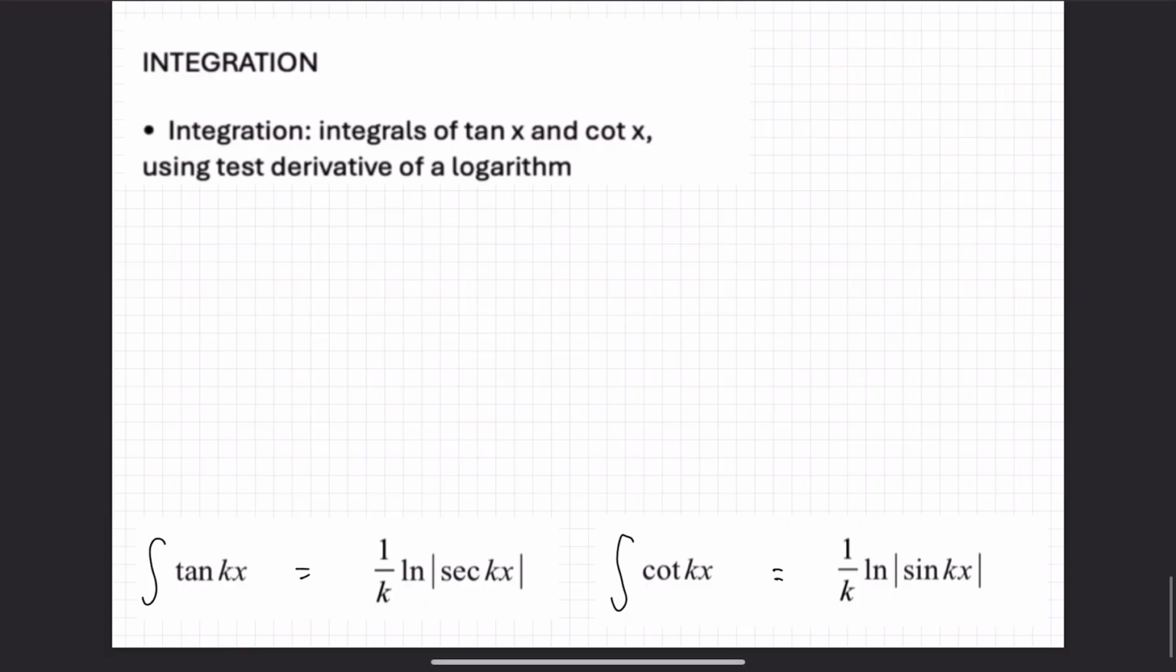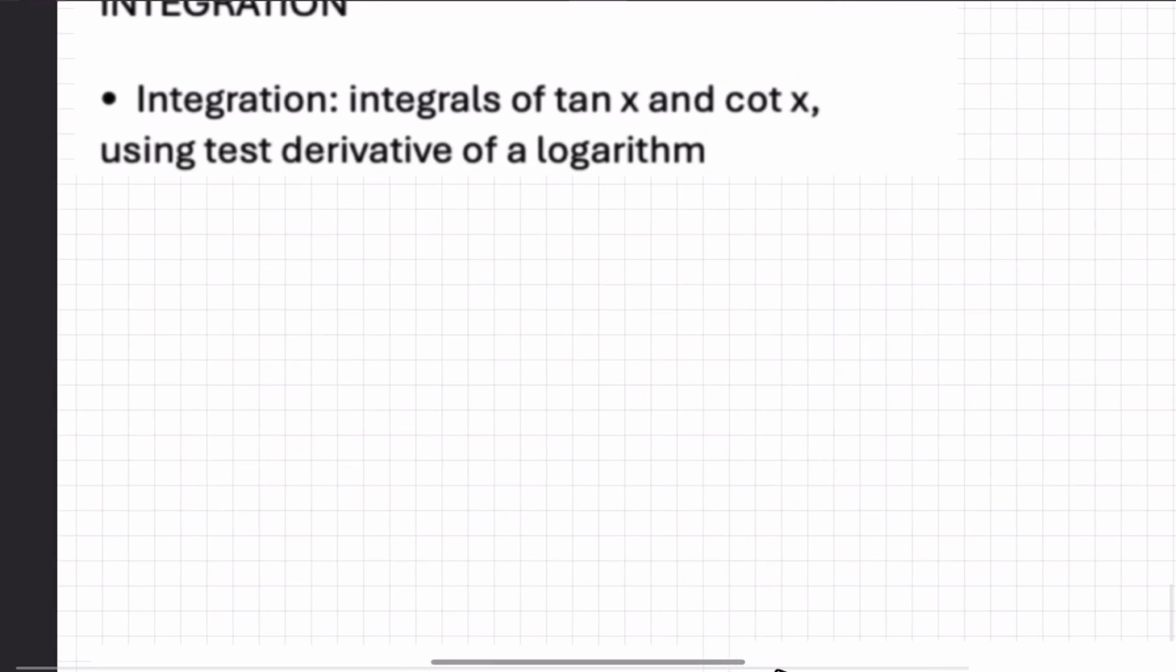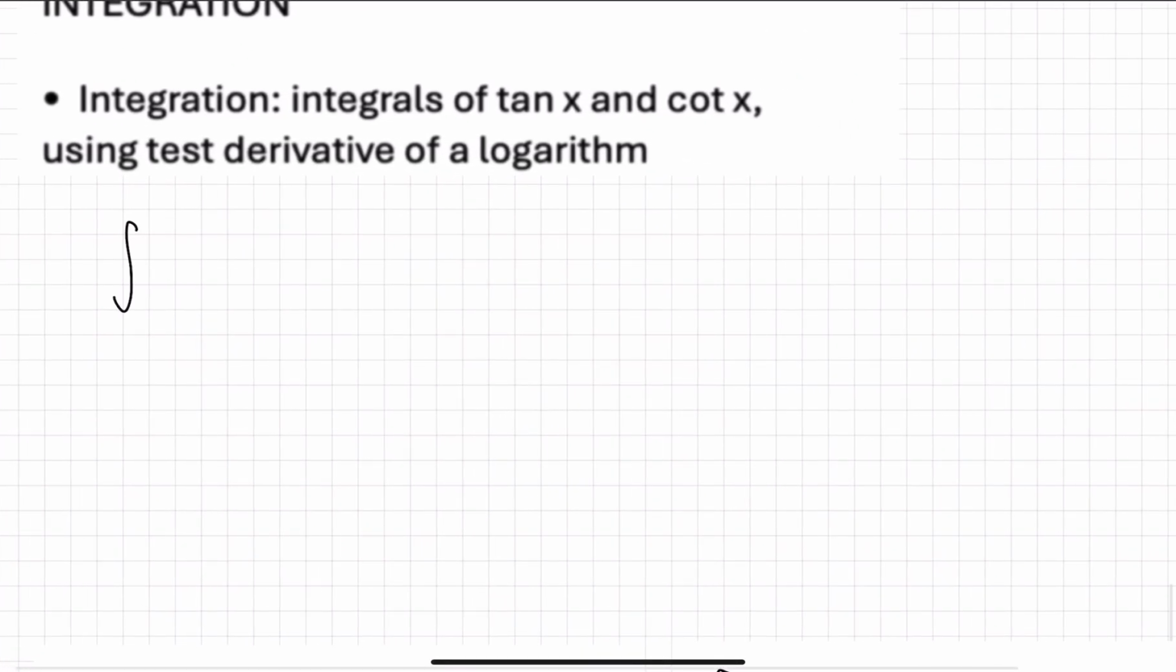Right, lovely. Integration. Integrals of tan x and cot x. This is from the formula booklet. The integral of tan x is natural log of sec x. Obviously, if I had tan of 2x, it'd be 1 over 2 sec 2x, but let's do tan of x. So the integral of tan x dx, I'm going to rewrite that as sine x over cos x dx.